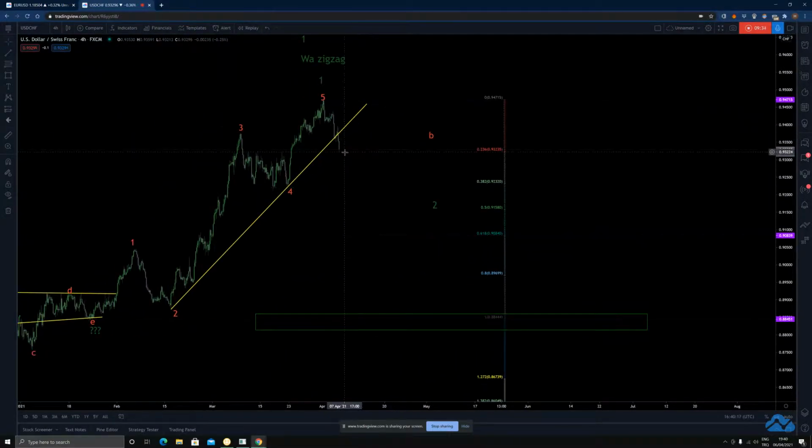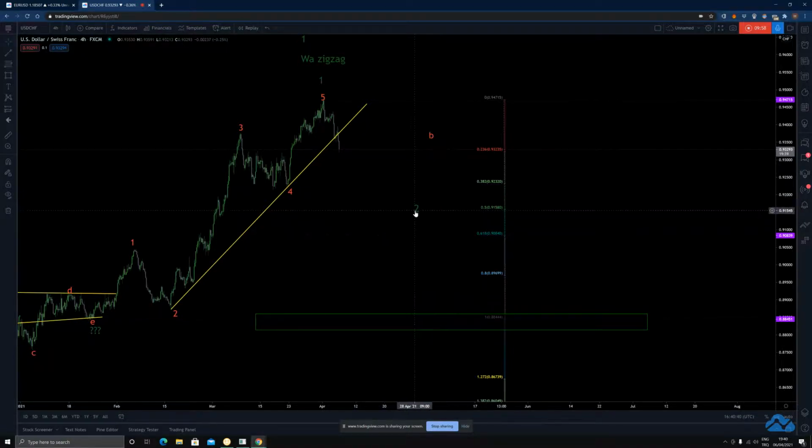Of course, you can take a short to the fourth wave. That is a possibility. You can take this to 38 to 50 percent. It's all up to you. It all depends on what kind of trader you are. For me personally, I wouldn't take a short like this. It would be too risky.